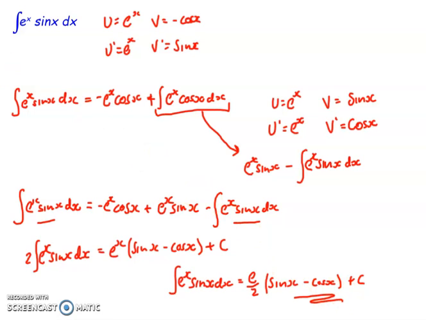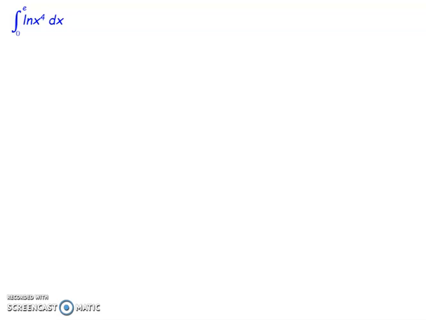Second question was the integral from 0 to e of ln x to the power of 4 dx. Now, just because I've got limits doesn't mean any of my steps change. I still start by assigning the u and the v dashed and working it through from there. Now, because it's an ln here, what I'm going to do is treat it as the integral from 0 to e of 1 times the ln of x to the power of 4 dx.